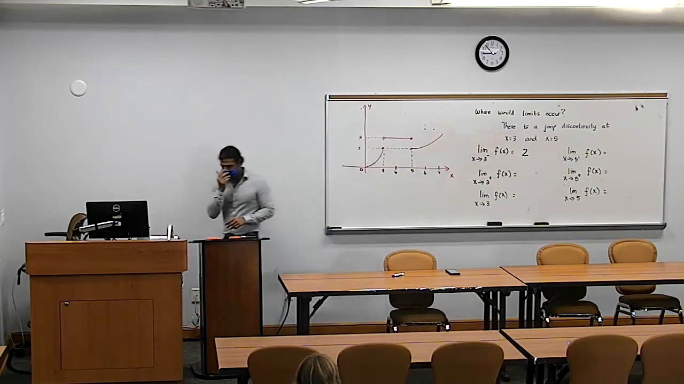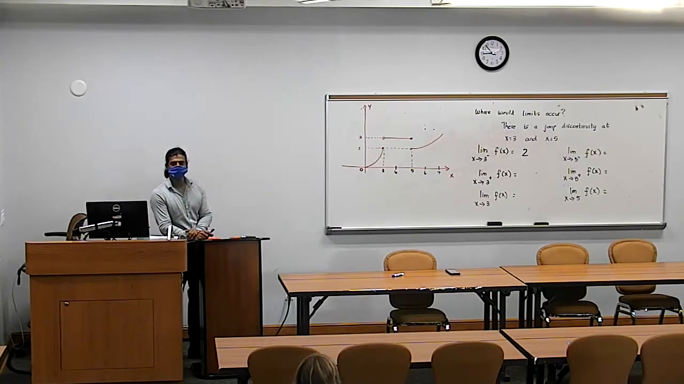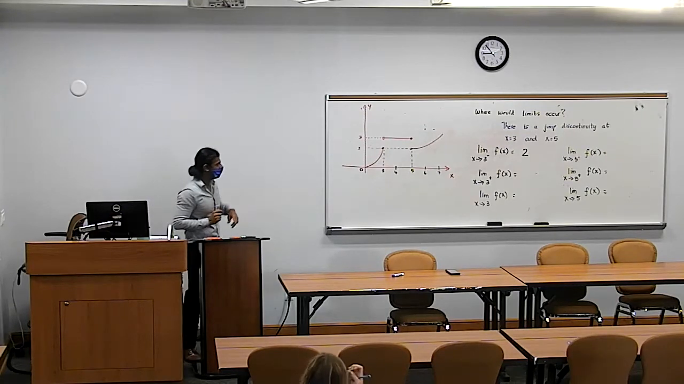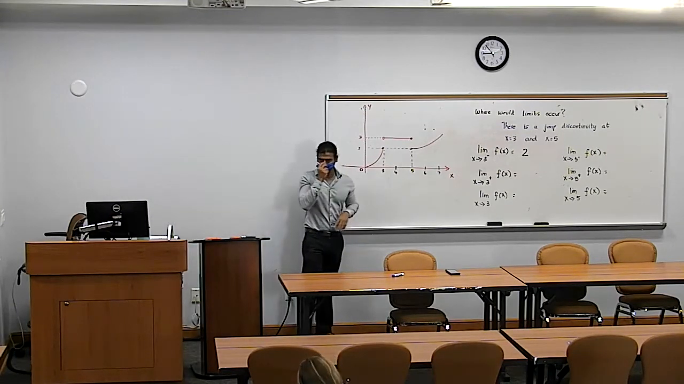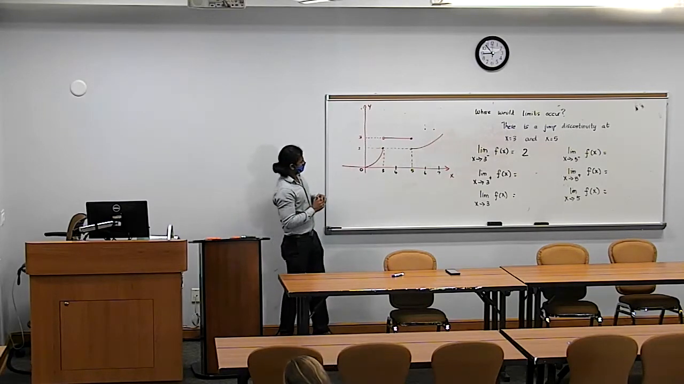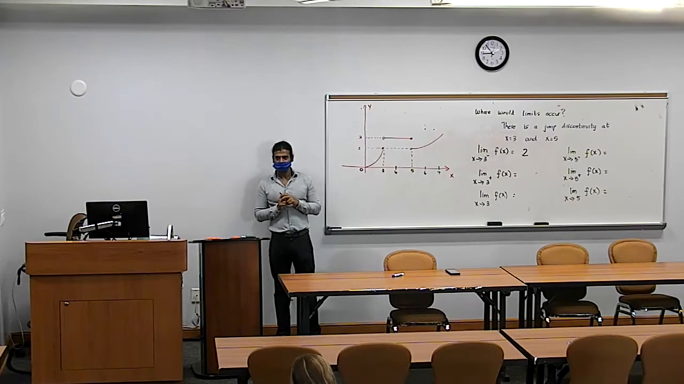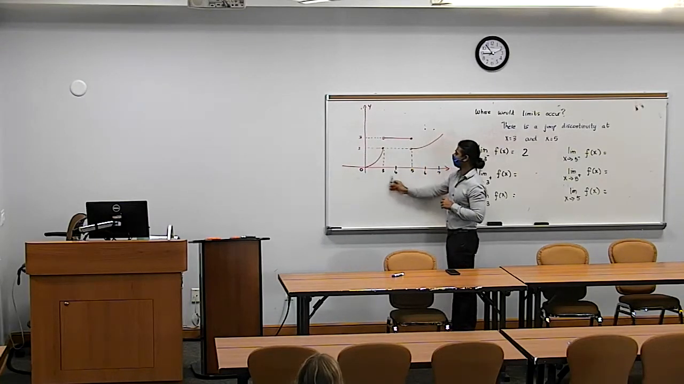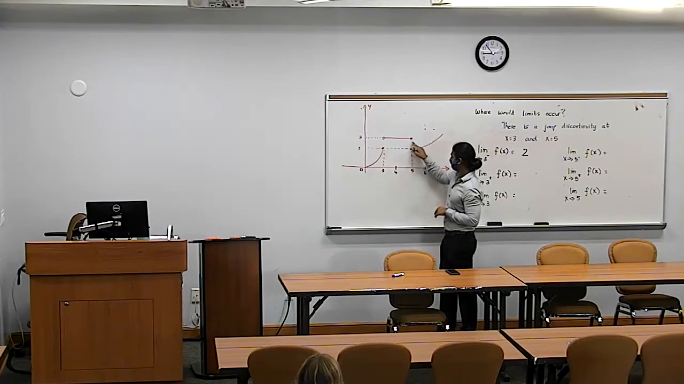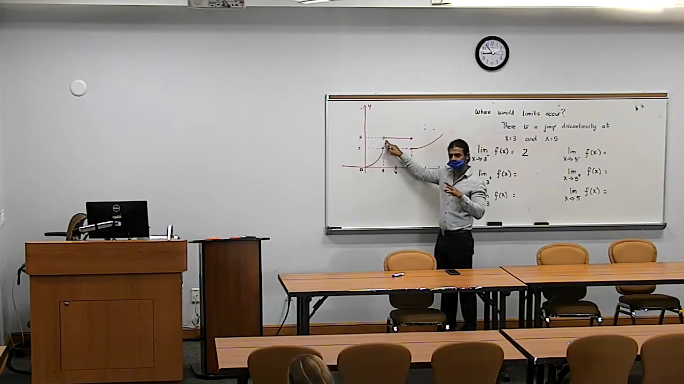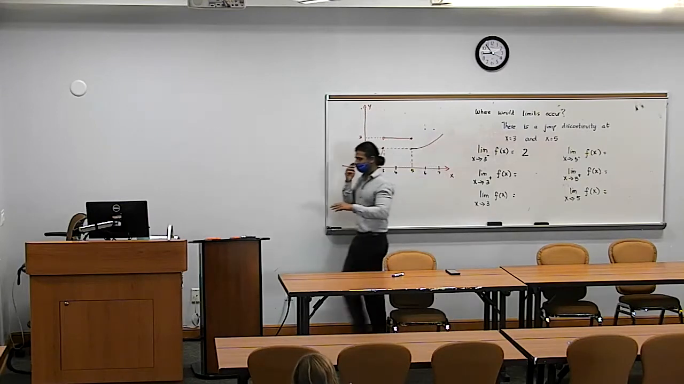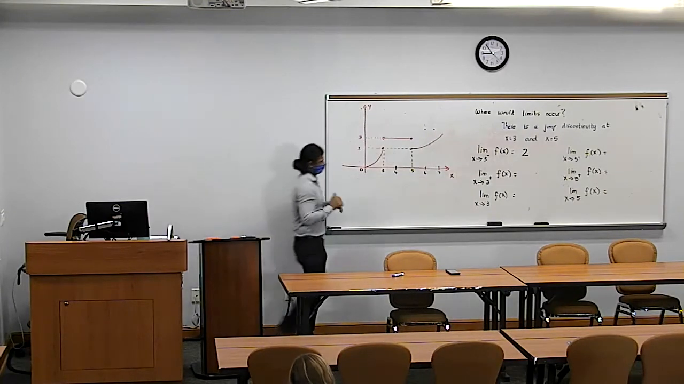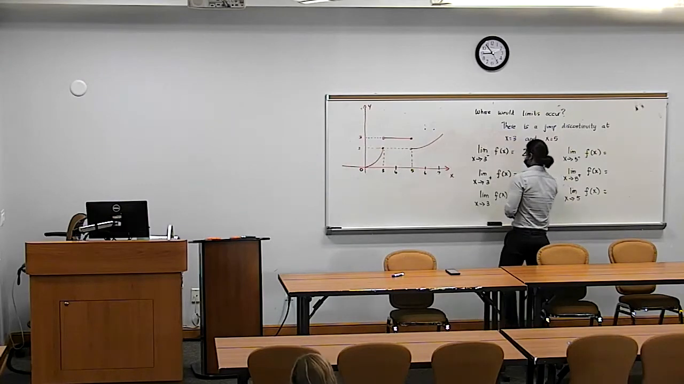Okay, whose birthday is in December? Oh, two people. So we will start with you first. You can tell me the limit as x approaches 3 from the right of f of x. 3. And why is that? So as I get closer and closer to 3 on the x-axis, the value of y is getting closer and closer to 3. But will it take on the value of 3? No.